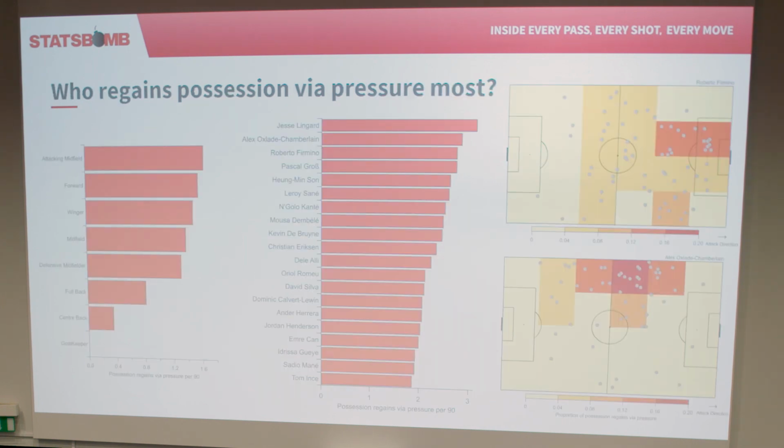And then, again, look at who regains the pressure in terms of players and positions. So now it's more the attacking players that are getting more of the possession regains following pressure, and that drops off again to the defensive players. Again, that matches up with what we saw earlier.